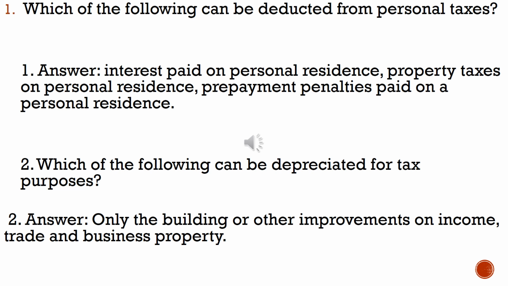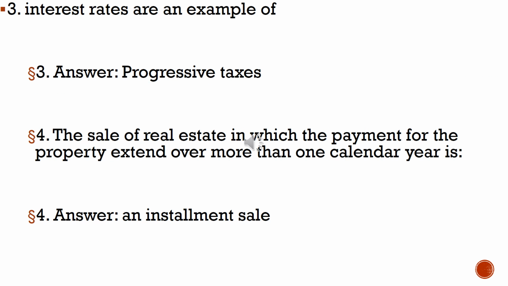Question number 2. Which of the following can be depreciated for tax purposes? Answer: only the building or other improvements on income, trade, and business property. Question number 3. Interest rates are an example of, answer: progressive taxes. Question number 4. The sale of real estate in which the payment for the property extends over more than 1 calendar year is, answer: an installment sale.